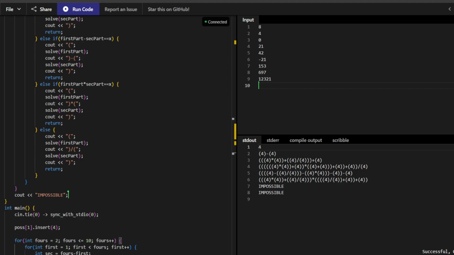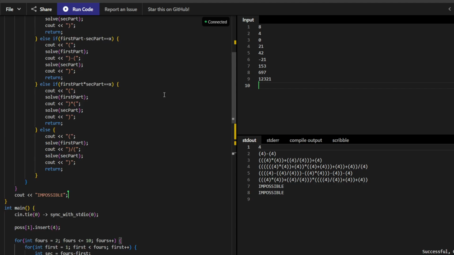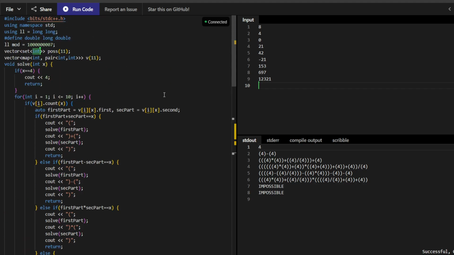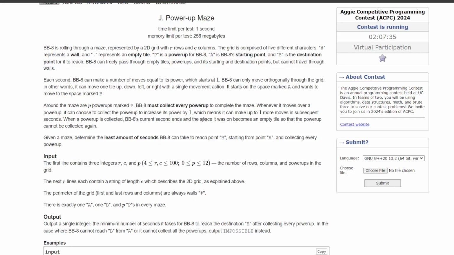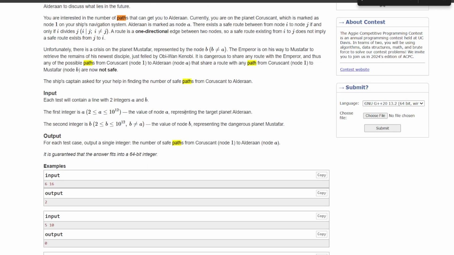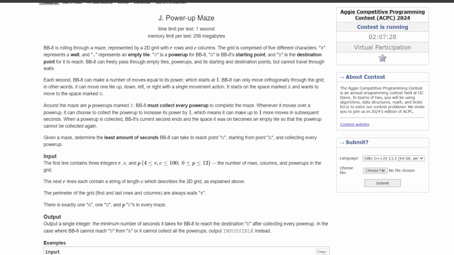Bro, that's so stupid. Oh my god. I thought it's never optimal to go to the doubles, but apparently it is. Okay, J is really easy. I can do it. I think I'm almost done. Okay.